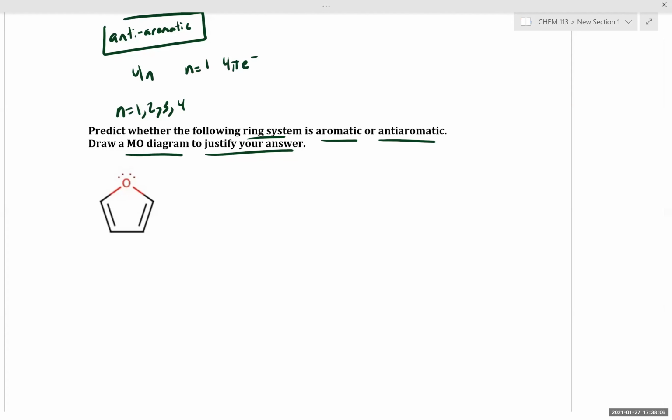So looking in the chat, we see overwhelmingly that students propose that this is an aromatic system. Students are noting we have 6 pi electrons, so it follows the 4n plus 2 rule. Would anyone like to share an orbital diagram for this structure? Does anyone have a proposed orbital diagram to help justify and support your answer?